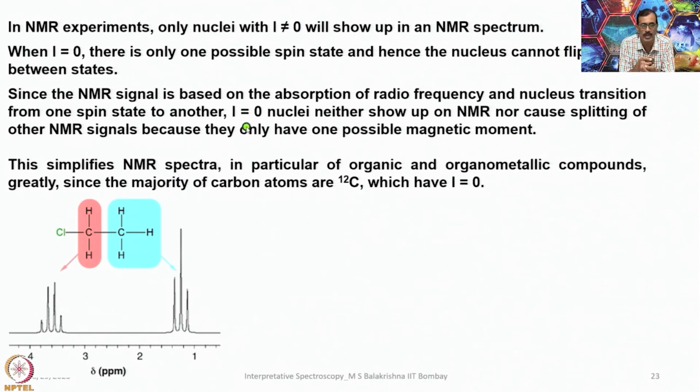In fact, this comes in very handy in greatly simplifying NMR spectra, in particular of organic and organometallic compounds, since the majority of carbon atoms are 12C, which have I equals 0. We have to consider only the 1.1% of 13C that has I equals half. Here I have given a typical spectrum of chloroethane, and you can see we have a quartet of 1:3:3:1 intensity for the methylene protons and a triplet of 1:2:1 intensity for the methyl protons. How we get a triplet here and a quartet here, I will show you after a couple of slides.